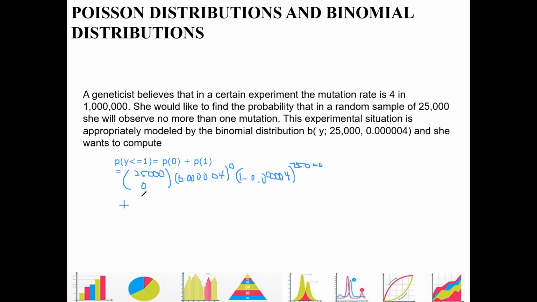Plus 25,000 choose 1 multiplied by 0.00004 raised to the number of success 1, multiplied by 1 minus 0.00004 raised to 25,000 minus 1. Okay, solve na yan.